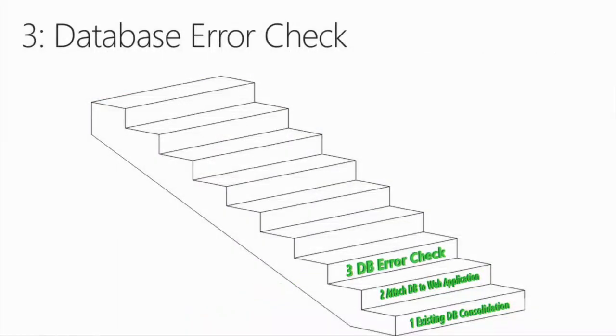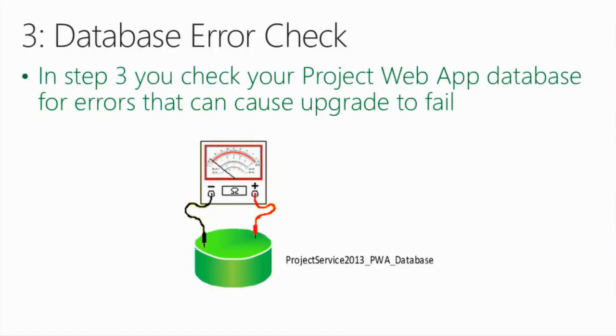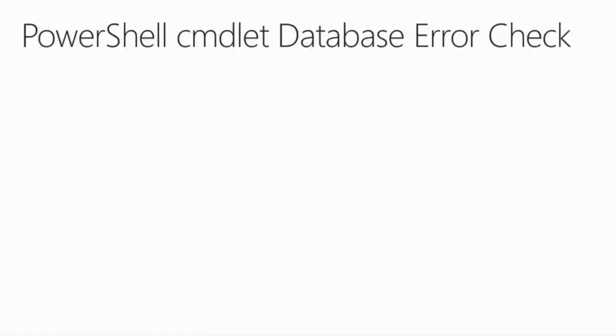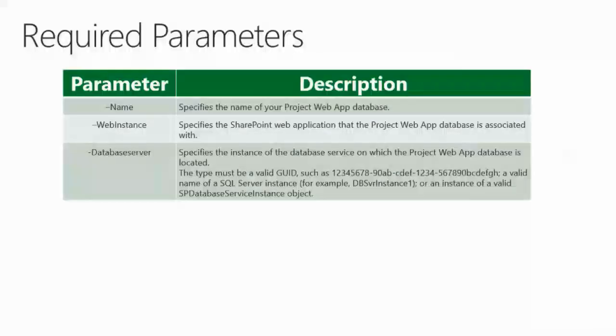So the third one is your database error check. That's the third step. What we do in that step is we want to check that project web app database for any errors that are going to cause the upgrade to fail. So the PowerShell commandlet to do that is Test-SPProjectDatabase. The format for that commandlet, you have to include the name of the content database, the web instance, and the database server. So those are the required parameters for that particular one.